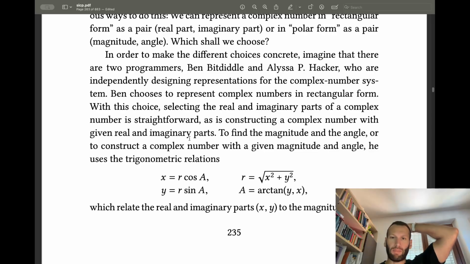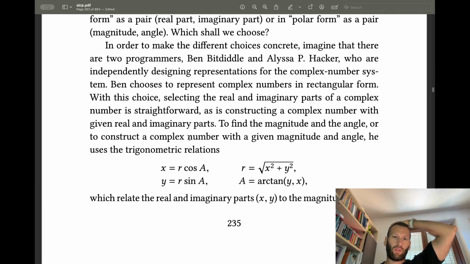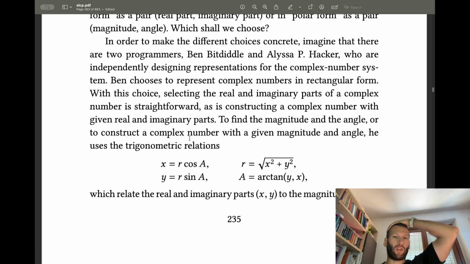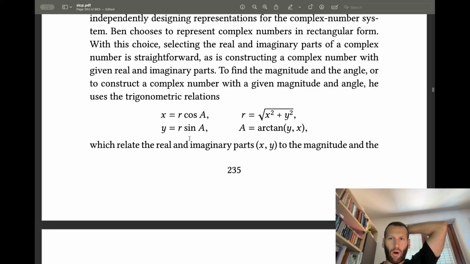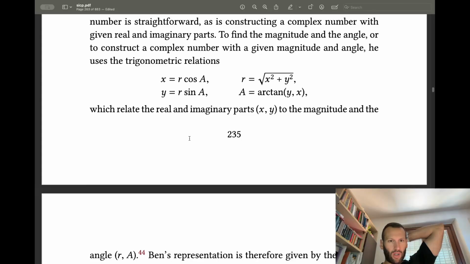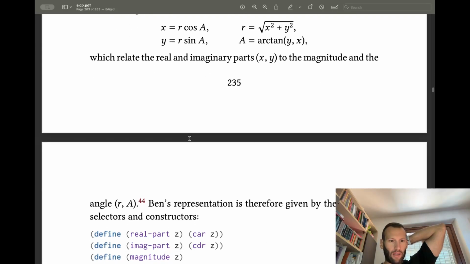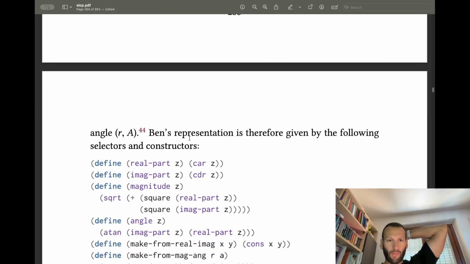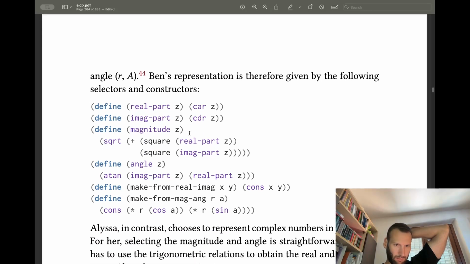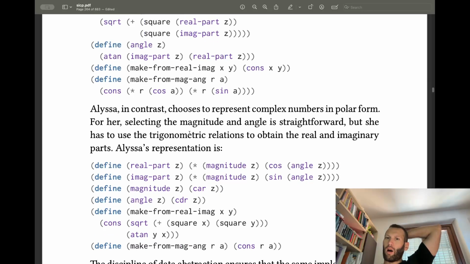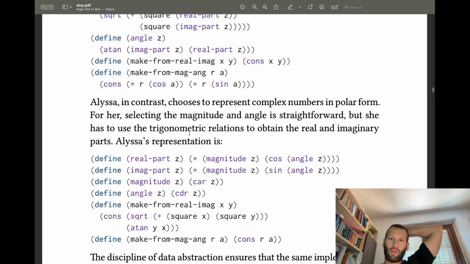Ben chooses to represent complex numbers in rectangular form. With this choice, selecting the real and imaginary parts of a complex number is straightforward, as is constructing a complex number with given real and imaginary parts. To find the magnitude and the angle, or to construct a complex number with a given magnitude and angle, he uses the trigonometric relations, which relate the real and imaginary parts x, y to the magnitude and angle r, a. So Ben's representation is therefore given by the following selectors and constructors. Alyssa, in contrast, chooses to represent complex numbers in polar form. For her, selecting the magnitude and angle is straightforward, but she has to use the trigonometric relations to obtain the real and imaginary parts.